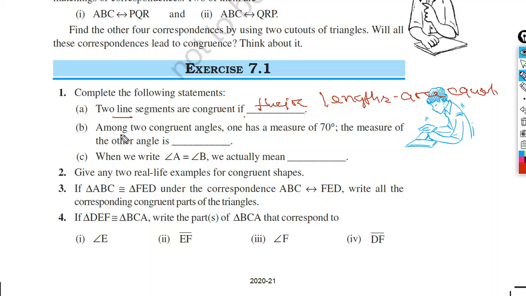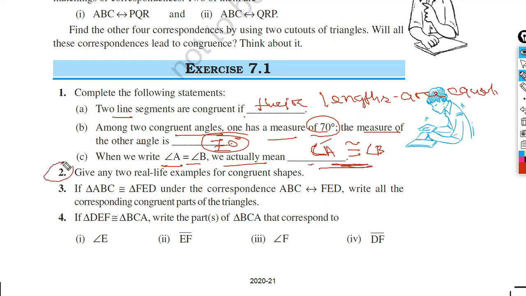Then among two congruent angles, one has 70-degree measure. The measure of the other angle will be what? Same, 70-degree. Okay. Now, when we write angle A equal to B, we actually mean what? Angle A is congruent to angle B. Isn't it? When their measures are equal, then we can say two angles are congruent. Okay.